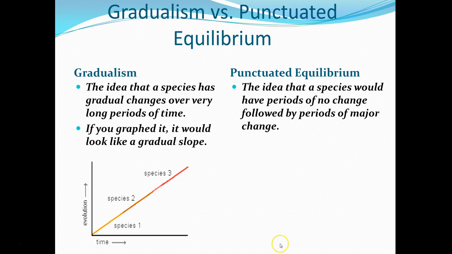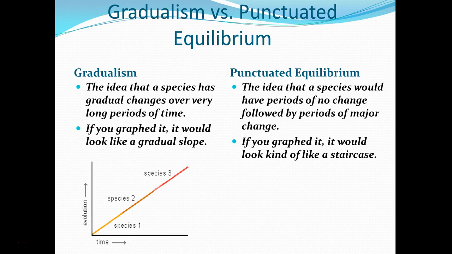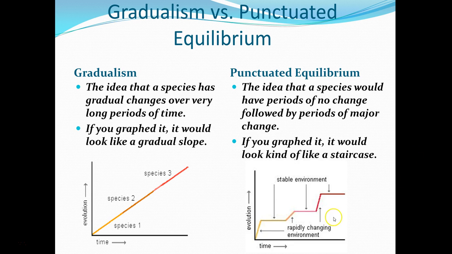Whereas punctuated equilibrium, you may remember this idea was introduced by a scientist by the name of Stephen Gould, and his idea was that you would have rapid periods of evolution followed by little or no changes, and if you graph this, you're going to see here, these are the times of rapid evolution here, and then you might have a flattening out of the graph, or even a very slight incline where you'd have very little change.